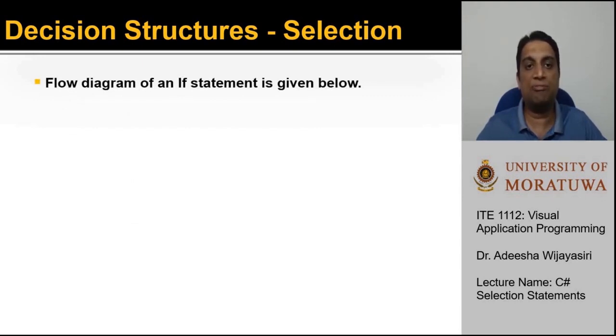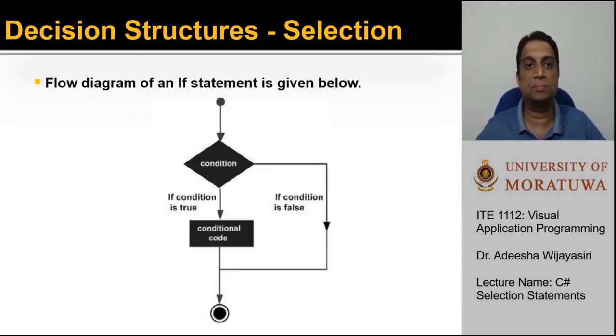The flow diagram of the if statement is shown here. As you can see, the condition expression will be evaluated first. If the condition is true, then the conditional code will be executed. And if the condition is false, then the conditional code will be skipped.